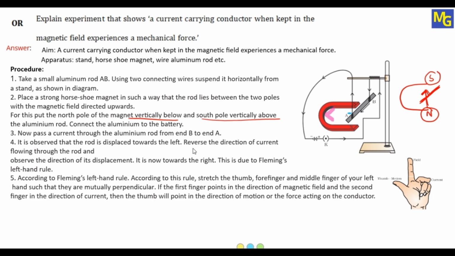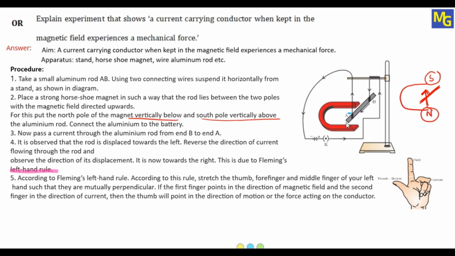Now the next step is to reverse the direction of the current flowing through the rod and observe the direction of displacement. Now it moves towards the right. So here, what you have to do is change the direction of current. Earlier it was moving like this, now you change the direction of the battery and pass the current like this. Once the current comes like this, it will move from A to B, and now the rod will displace towards the right side. It will displace out of the horseshoe magnet, and this is due to Fleming's left hand rule.